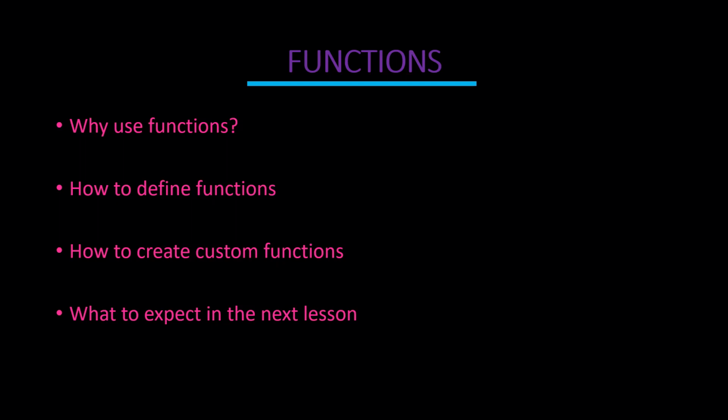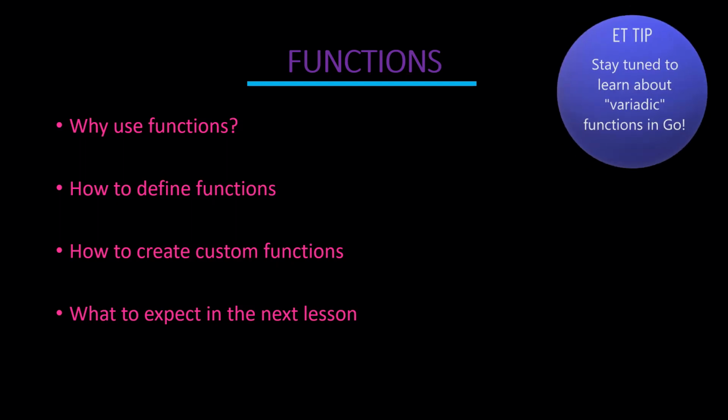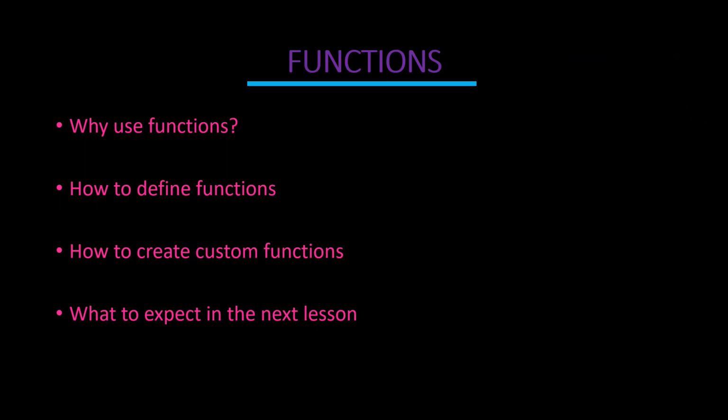So far, we've seen functions being used in pretty much every tutorial that I've done. The common function has been the fmt.Println function, which prints something out to the console, but we've also seen the main function, which is the entry point to all programs, and it's kind of a special function that automatically gets run whenever you execute a Go program.